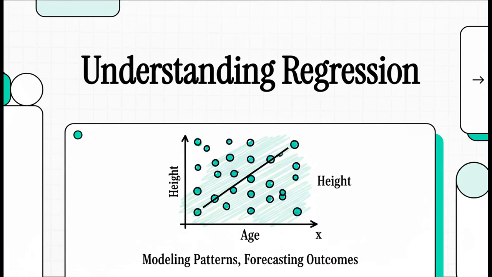All right, in this explainer, we're going to break down one of the most fundamental tools in data science and AI. It's called regression. It's all about finding patterns and figuring out what might happen next. So let's dive right in.